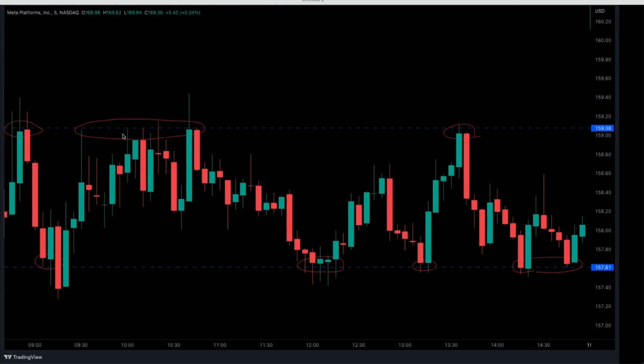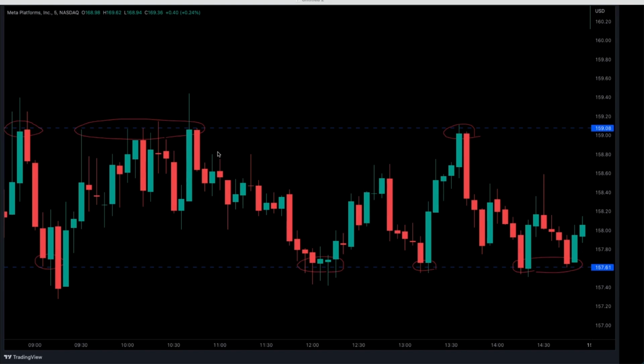Conversely, for the upside, this is where the ceiling is. This is where it hits, rejects, hits, rejects, hits, rejects. That would be considered resistance. So up above is resistance and beneath us is support. Now, how do we draw support and resistance?